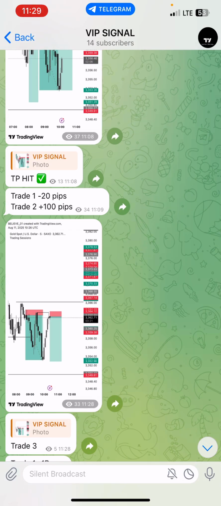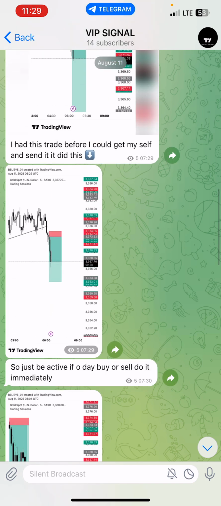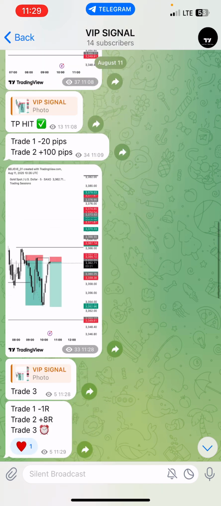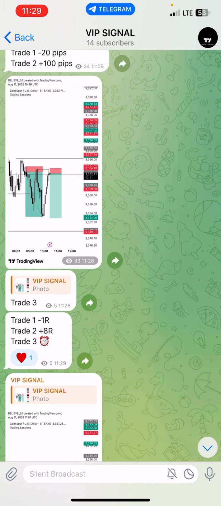So trade 1 minus 2. Okay, I did not count this first trade. I don't count this one, so let's just leave it out. Trade 1 was minus 1 arrow. Trade 2 was plus 8 arrow.